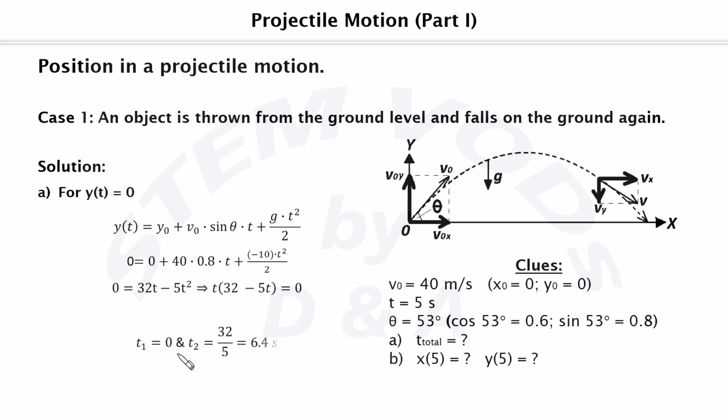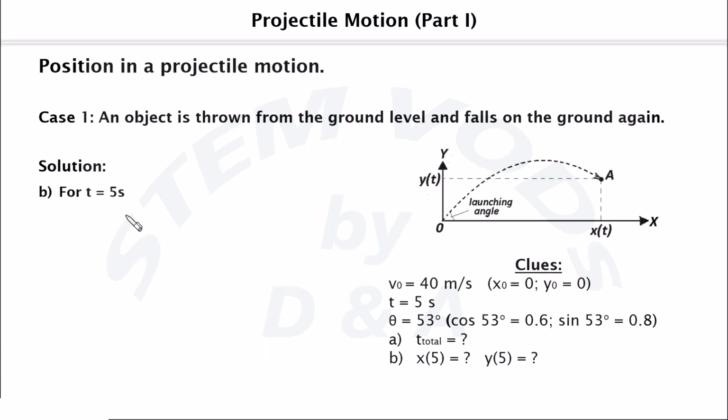The second solution is obtained by solving the equation 32 minus 5t equals 0. The value is t2 equals 6.4 seconds. It represents the time when the object has reached the ground level after the flight, so this is the value that interests us. Therefore, with the approximation used for gravity, we found that the object falls on the ground after about 6.4 seconds, but the true value is approximately 6.51 seconds.